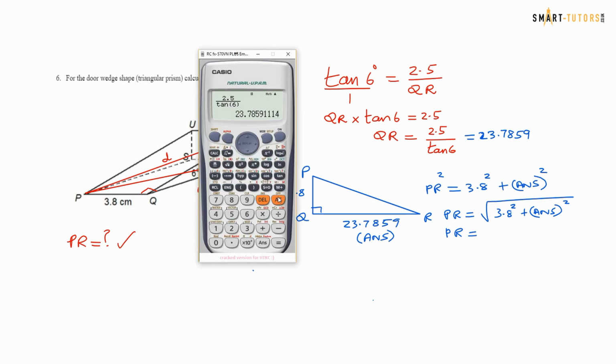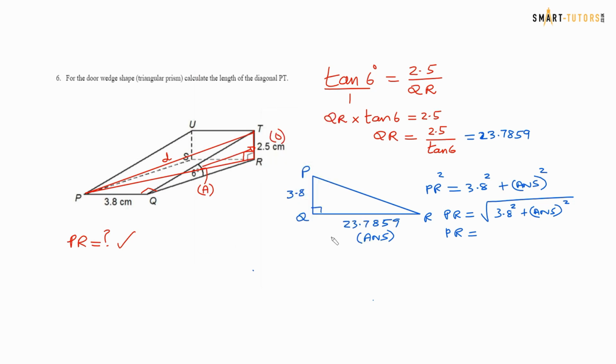Don't close the calculator, remember the calculator keeps the last step answer in the answer button memory, so we can use that facility. So square root of 3.8 squared plus answer squared, equals 24.0875. That is PR. So now we are coming back to the actual question itself.